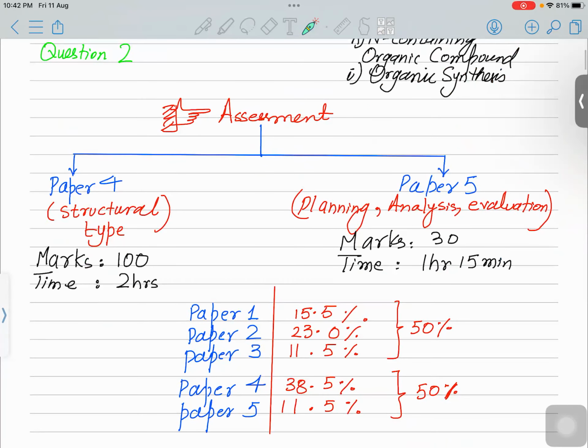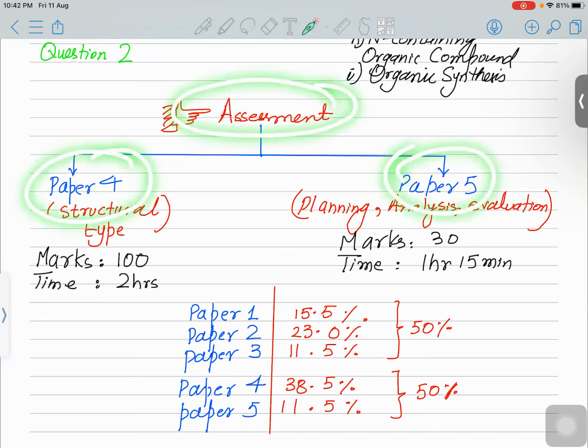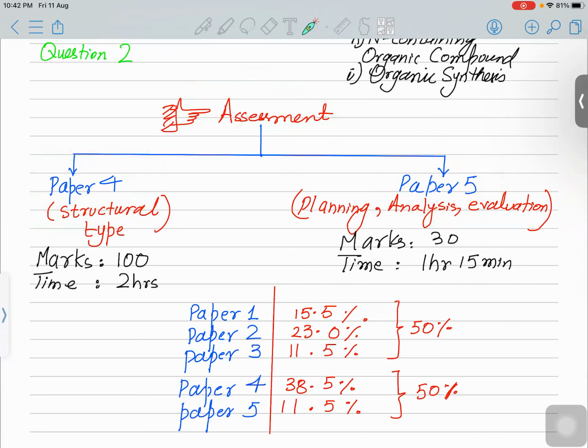Yes, sir. Okay. Now, assessment. In assessment, you have 2 papers, right? Paper 4 and paper 5. Paper 4 is structured type and paper 5 is planning, analysis, and evaluation type. For paper 4, you have 100 marks and time duration is 2 hours. In paper 5, total marks 30 and duration is 1 hour 15 minutes.